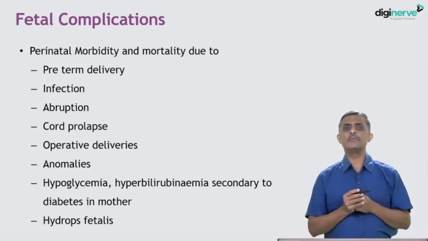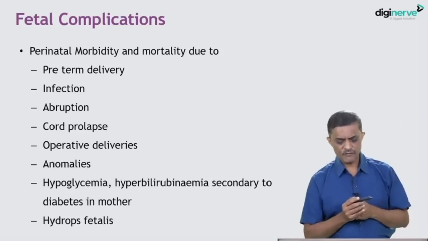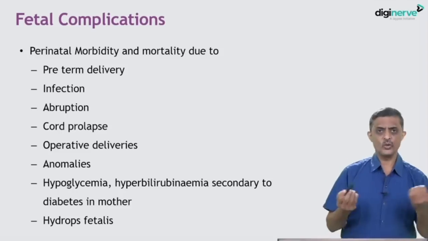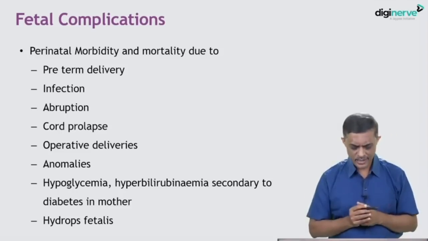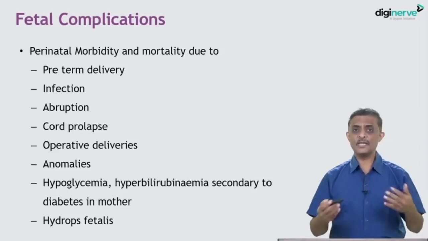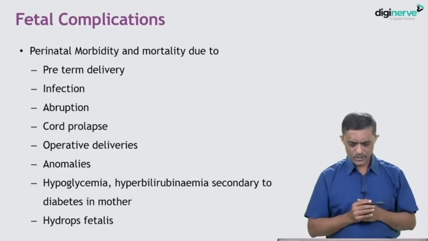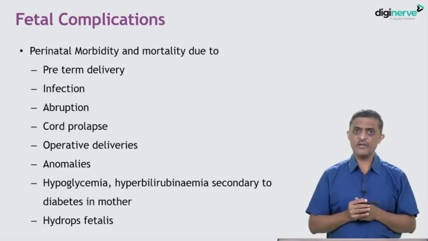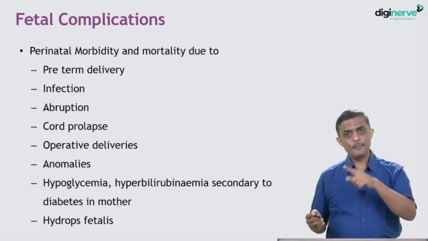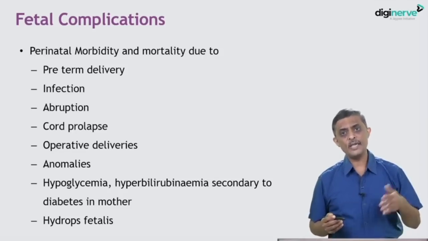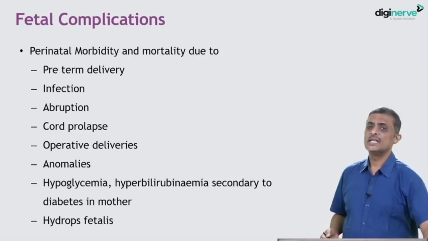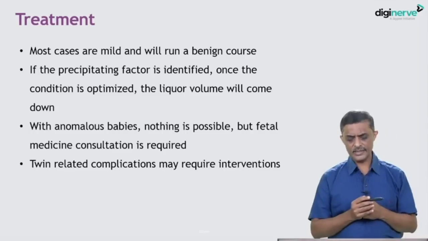Fetal complications could be because of preterm delivery, because of infection, abruption, cord prolapse, operative deliveries, of course, innate problems like anomalies, or because of the maternal disease, the baby can go for postnatal hypoglycemia, or Rh negative or isoimmunized babies can go for hyperbilirubinemia, or problems that you can encounter in a baby of a diabetic mother could be there, or baby can have hydrops. All these things can increase the perinatal mortality.